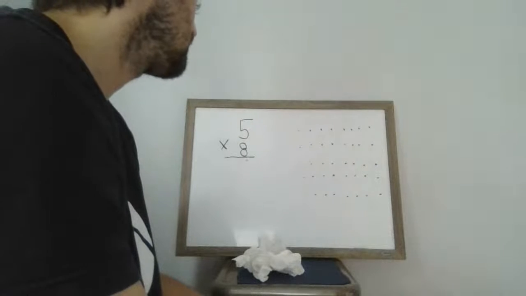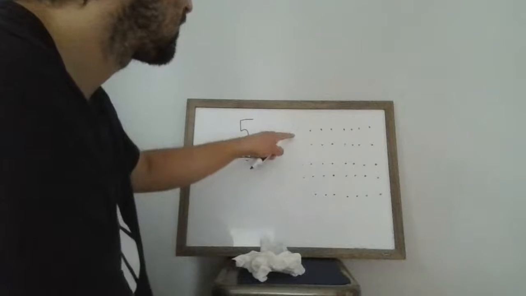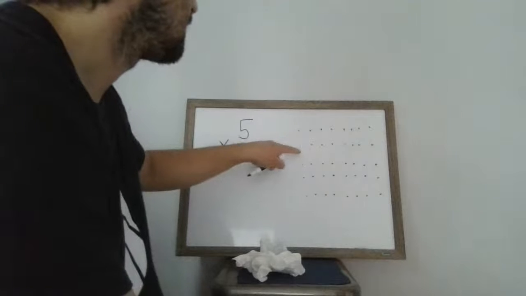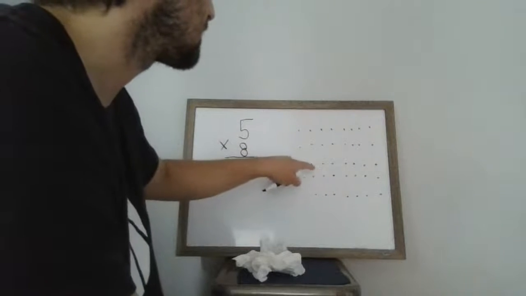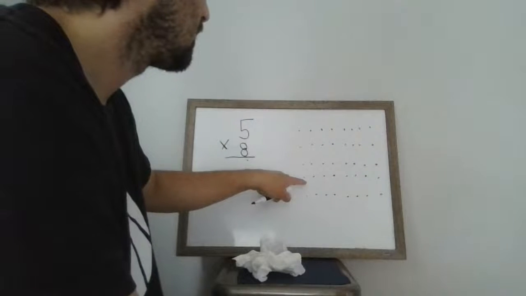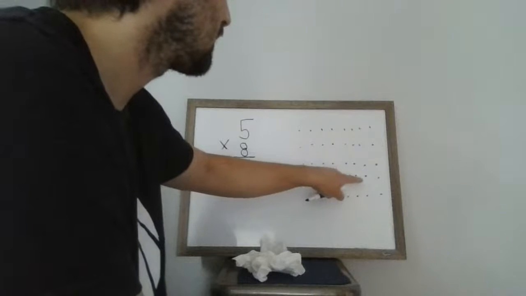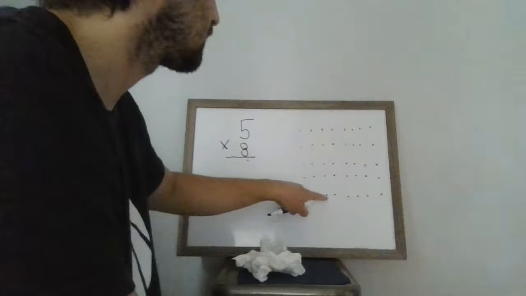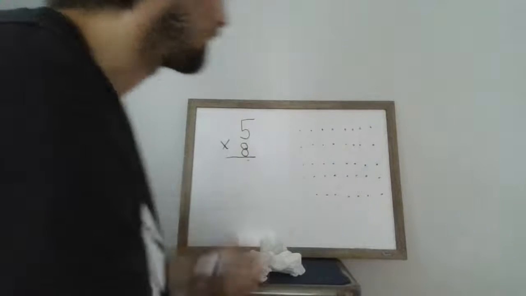So I have 5 rows, 8 dots in each row. And again, same thing. Count the total number of dots. 1, 2, 3, and so on up to 40.